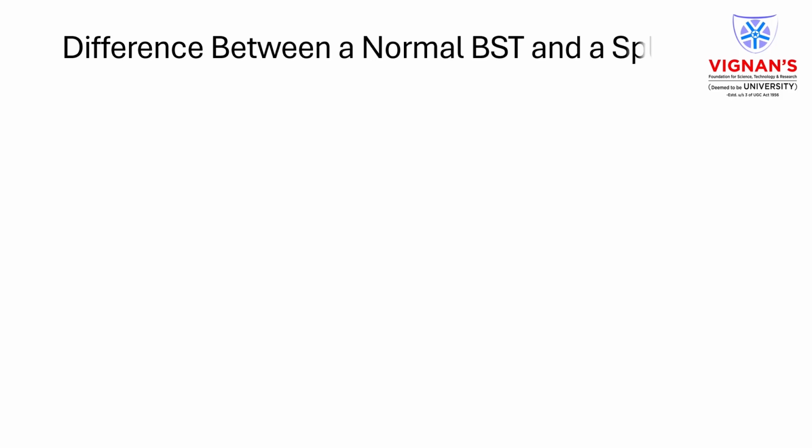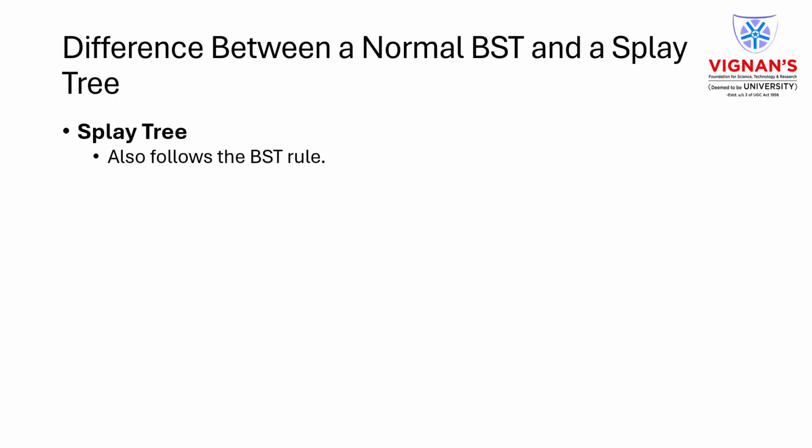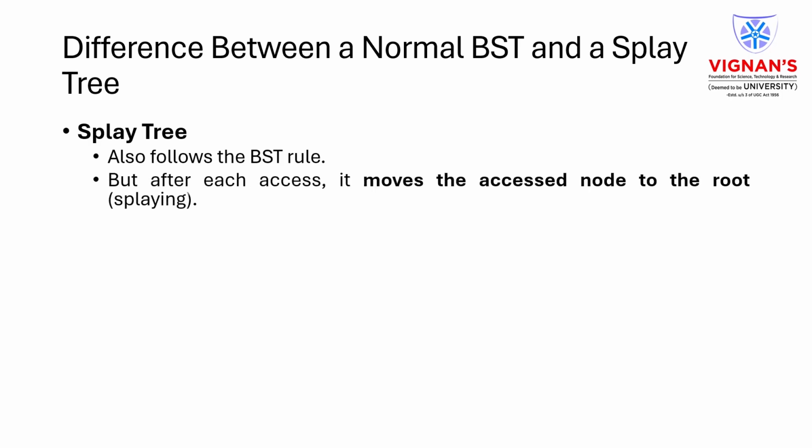Next, let's continue with the difference between a normal BST and a splay tree. A splay tree also follows BST rules, but it adds one key idea. After each access, it moves the accessed node to the root.